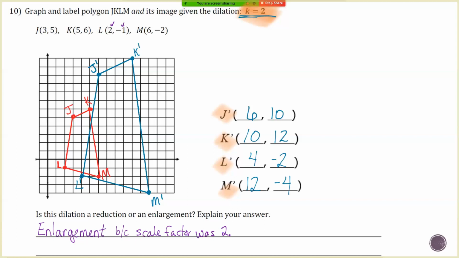Keep in mind that you will have a reduction if you have any K value between 0 and 1. So if your K value is 1/2, you would have a reduction. If your K value is 3/4, you would have a reduction. 8/9. Any number between 0 and 1 would cause you to have a reduction. Anything larger than 1, in this case 2, would give you an enlargement.